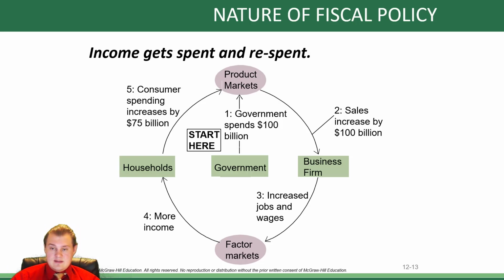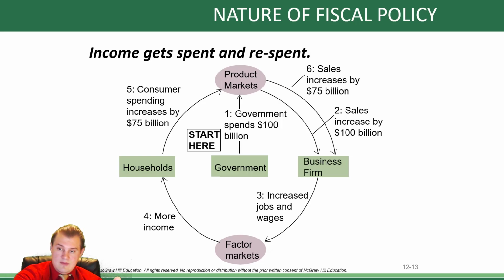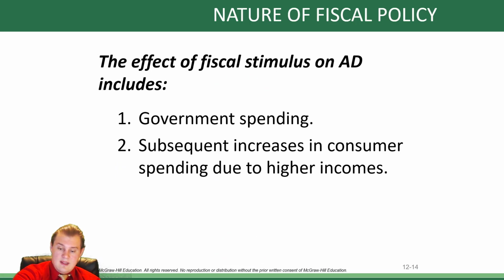Okay, jobs and wages. What do those people, the consumers, do with the money once they have it? Well, they're going to spend that $75 billion back into more businesses, at which point those businesses are going to have to pay wages. Okay, and it keeps going on and on. The effect of fiscal stimulus on AD includes government spending and the subsequent increase in consumer spending due to higher income. So basically, you have the initial spending, and then the cycles. The total effect would be the initial and all the cycles added up.